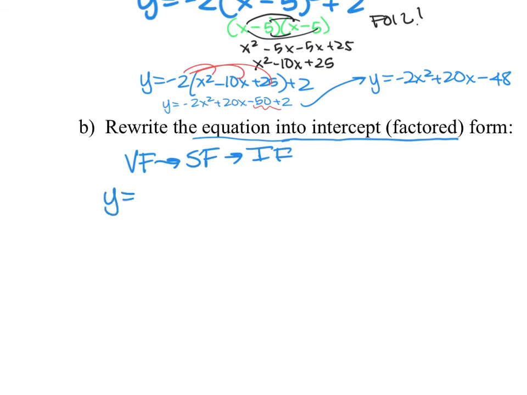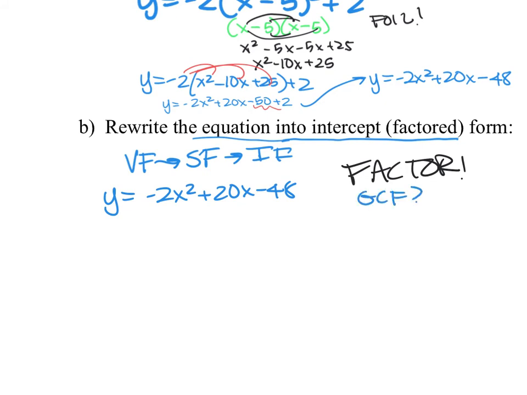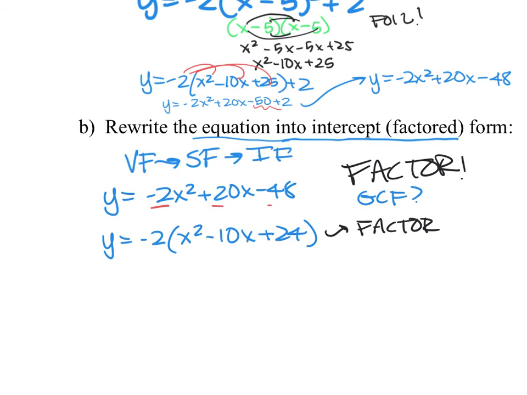So what was our standard form? It ended up being negative 2x squared plus 20x minus 48. Intercept form, remember we need to factor. So, first things first, does it have a GCF? And this one definitely does. Do you see how it has this minus 2 that goes into everything? So we're going to take out that GCF. We end up with x squared minus 10x plus 24. Intercept form, not yet. We have to turn around and factor this trinomial into 2 binomials.